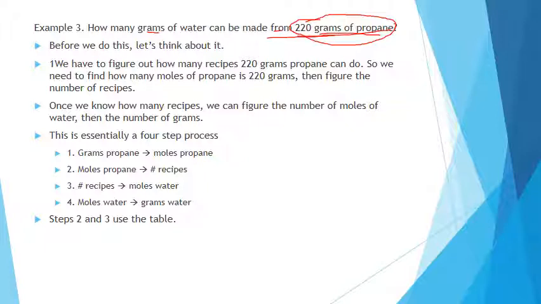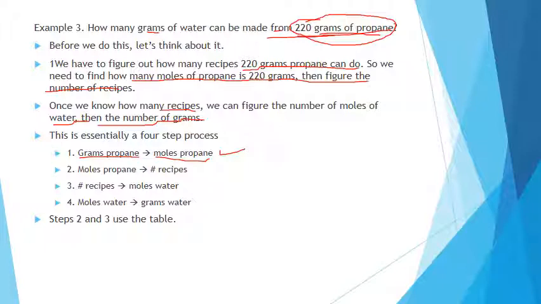Okay, so let's think about this. We have to figure out how many recipes 220 grams of propane can do. So we need to figure out how many moles of propane that is, and we figure out the number of recipes from that. Once we know the number of recipes we can make from 220 grams, we can figure out the moles of water. And then from there, you know the molar mass of water, you can figure out how much it weighs. So it's essentially 4 steps. First thing you do is find out how many moles of propane from the grams, and you're going to use molar mass.